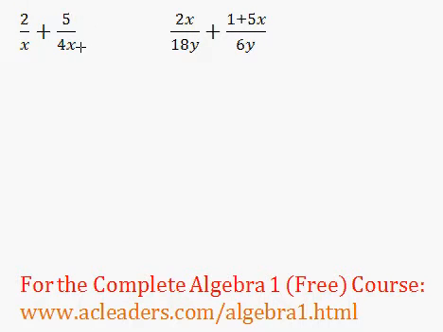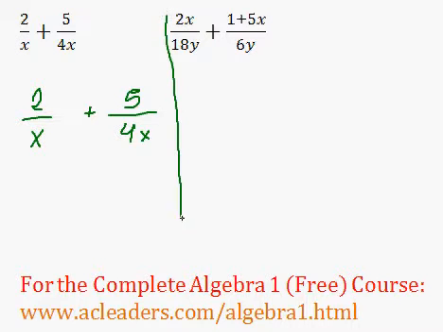Okay, now let's continue to add rational expressions. And over here we have 2 over x plus 5 over 4x. In order to get started, we are going to need a common denominator, and we don't have that right now. We have an x and we have 4x. So what I'll need to do is actually somehow make them the same.